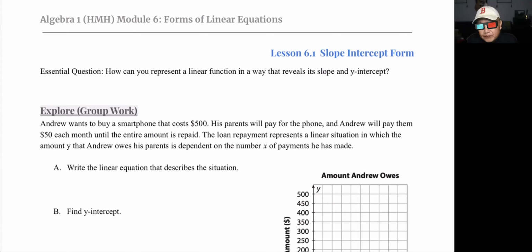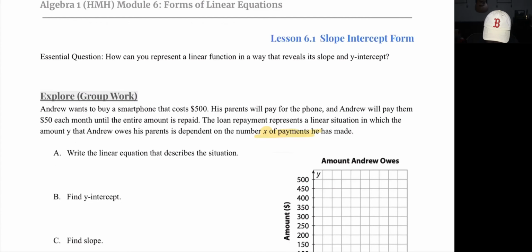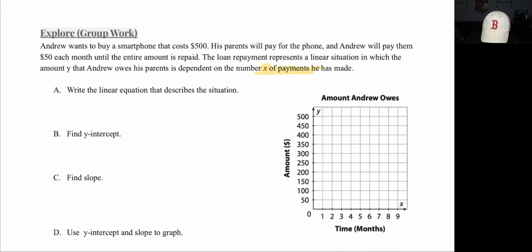Well, first of all, it depends on what? It depends on the number of payments, right? So that'll be the x number of payments. And y represents the dollars. So the graph has that already, so I'm not too worried about it. So we could say let x equal the number of monthly payments.